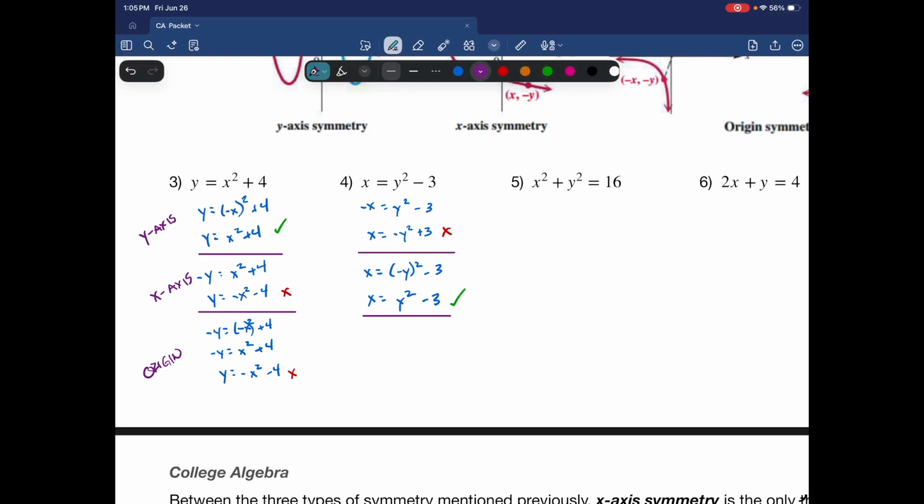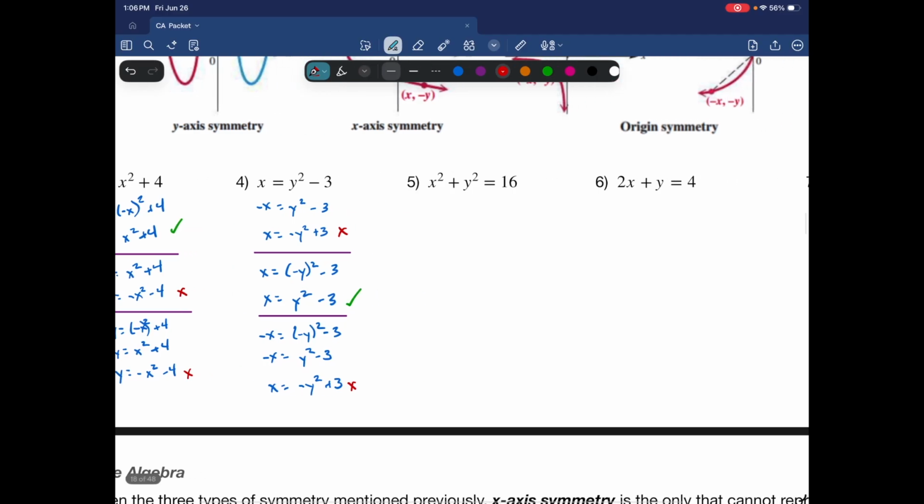All right, let's try origin symmetry. So I got negative x equals negative y all squared minus 3. All right, so let's see, I got negative x equals y squared minus 3. X equals negative y squared plus 3. That's not my original. So the only symmetry it has is x-axis symmetry. All right, number 5.